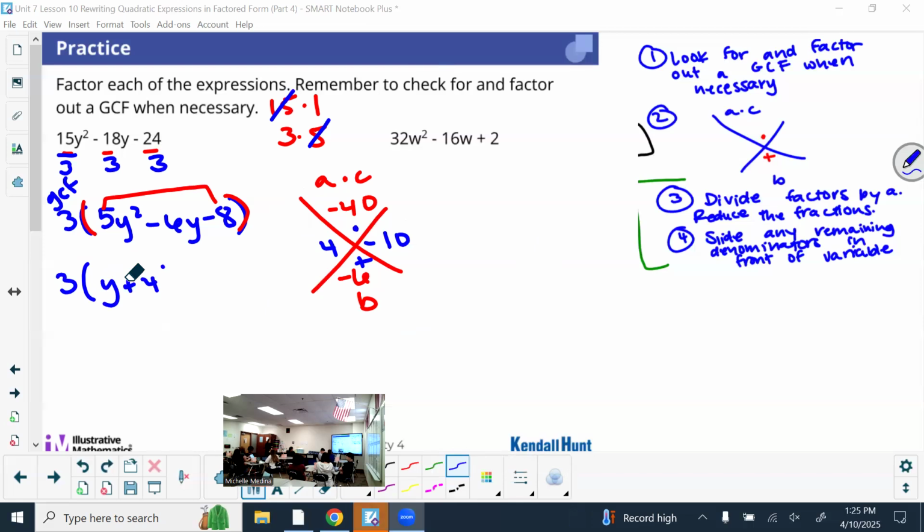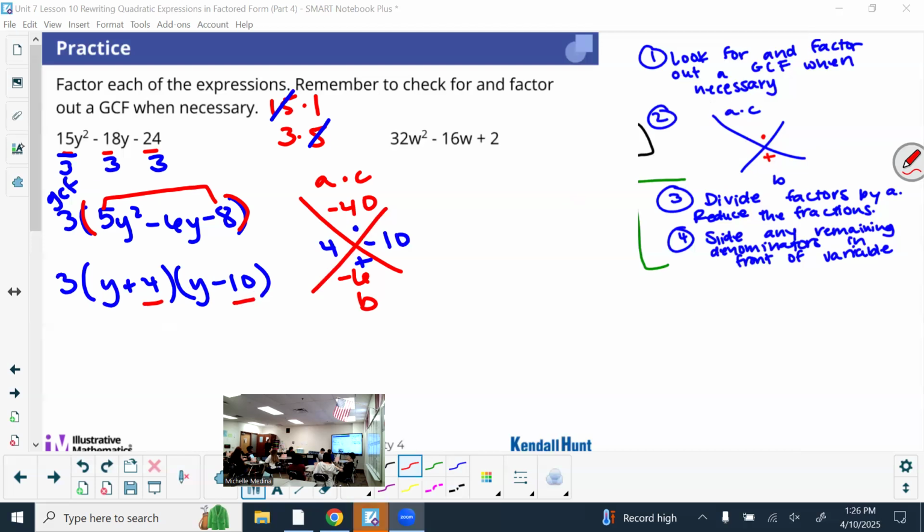But if I were to multiply this out, I'm not getting the 5y squared. I'm just getting y squared. Here's how you get that different coefficient, and it follows these steps that I have written over here. Once you find the factors, you need to divide those factors by what A was.